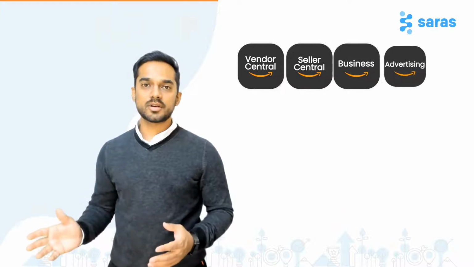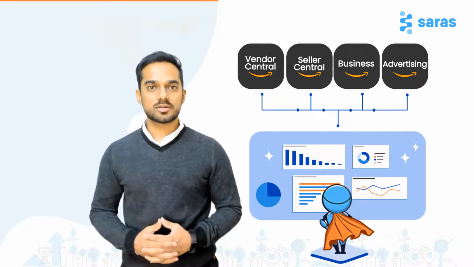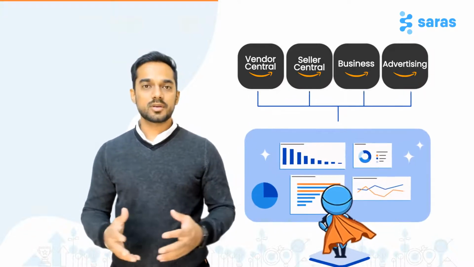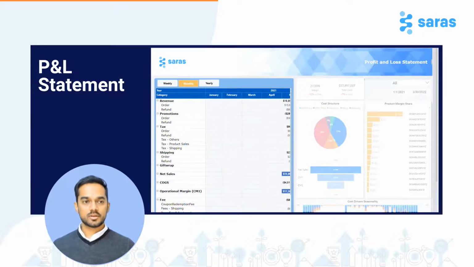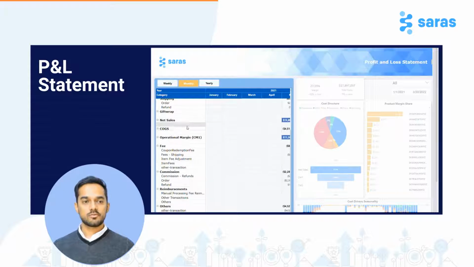So we at Saras use our proprietary ETL tool called Data to connect to over 100 different data sources and pull the information that is required and build the P&L report. On the screen here, you can see one such report that we have put together for demo purposes. On the left side here, you see the P&L statement and you see different line items for each cost.